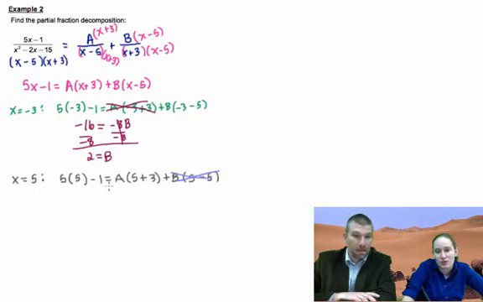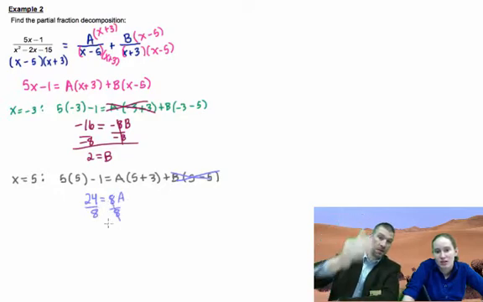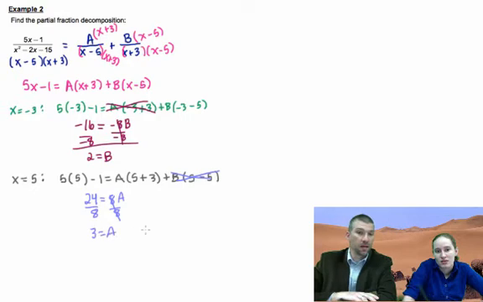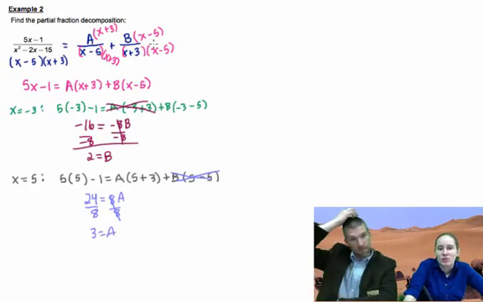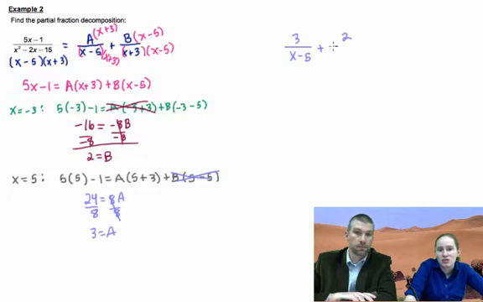5 times 5 is 25, minus 1 is 24. 5 plus 3 is 8, so that's 8a. And again, difficult precalculus problem, single step algebra 1 problem. So to write the answer now, we come back to what this was, but we fill in a and b. a is 3, that's over x minus 5. b is 2, which is over x plus 3.